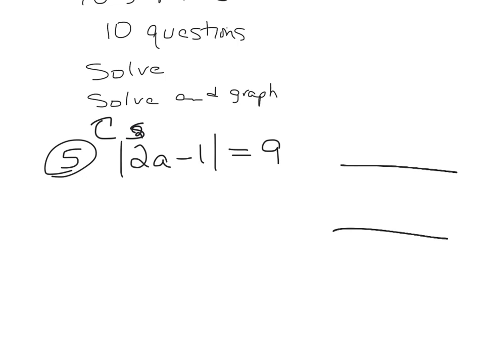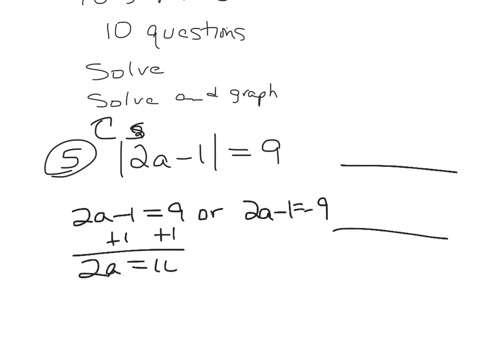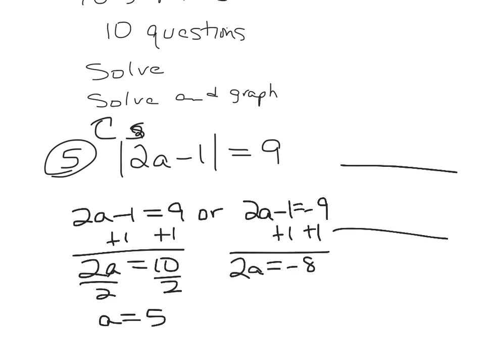So again, remember when it says to solve an absolute value, you're going to make 2 problems. 2a minus 1 equals 9, and when it's an equal sign, it's an or, it's a disjunction. And then 2a minus 1 equals negative 9. You'll solve both of the equations here. 2a equals 10, divide by 2, and a equals 5. Go ahead and do the same thing over here. 2a equals negative 8, divide by 2. So a is equal to negative 4.